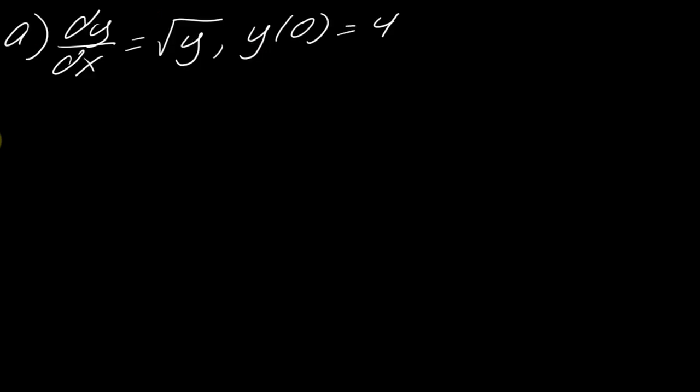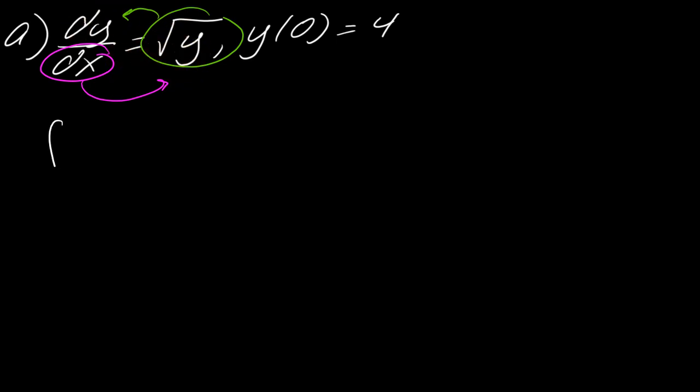So for this first one, I've got dy/dx equals the square root of y, and then I've got this initial value condition. So separable equations. The whole idea behind this is that you basically want to get your y's together and your x's together. And so you're going to basically do some algebraic manipulation to make that happen. So in this case, I'm going to have to bring this dx over to the other side, and then this square root of y, I'm going to bring it over here.